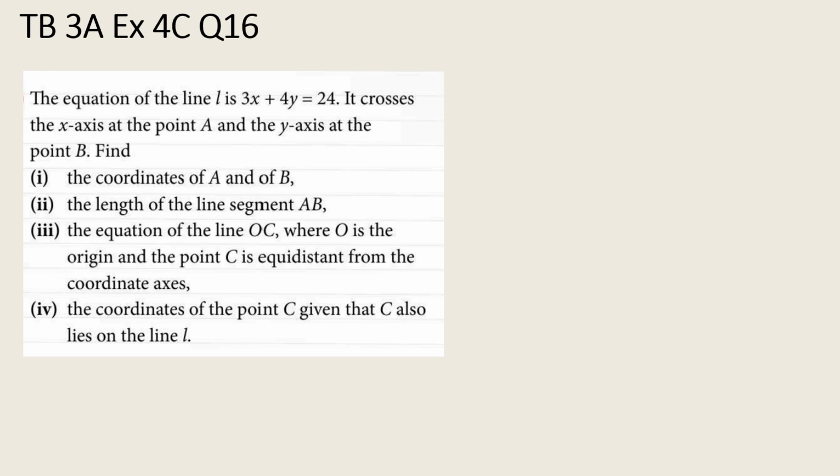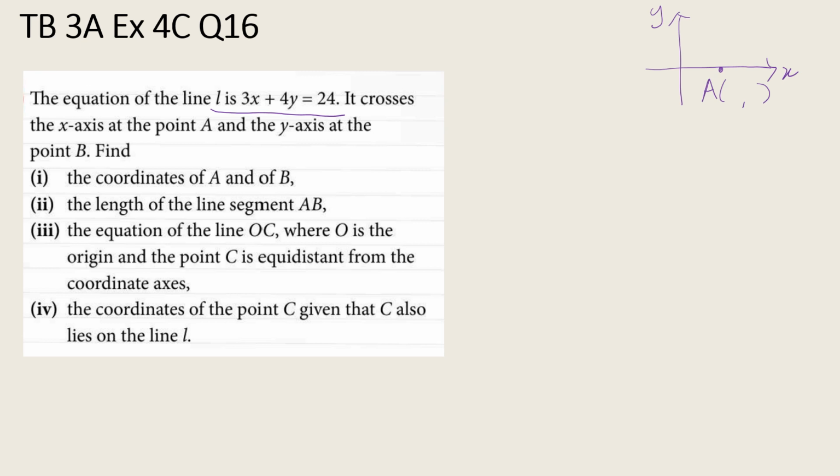So question 16, let's look at part 1. Find the coordinates of A and B. So what are point A and point B? We're given a line L, and this particular line L will cut the x-axis at point A. So let's have a diagram. Let's try to sketch it out. So we have a point A here.